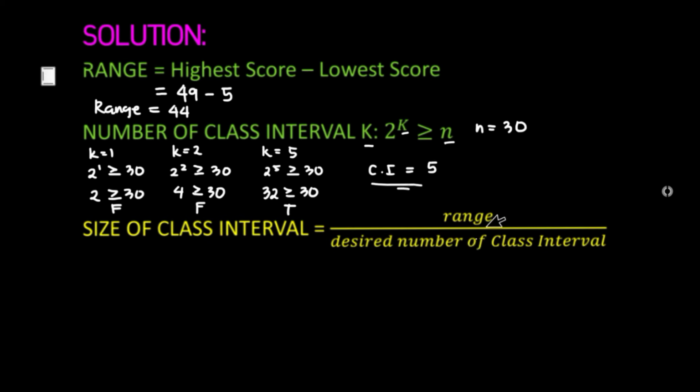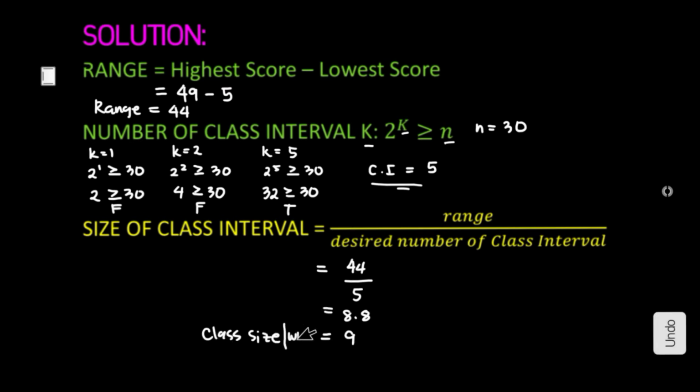So, nakuha na natin yung range at saka yung desired number of class interval. So, makakuha na natin yung class size. So, range is equal to 44. And then, the desired number of class interval is 5. So, 44 divided by 5 is 8.8. So, i-round off natin to the nearest whole number. Class size or class width.